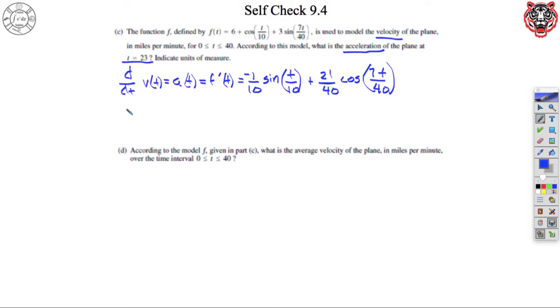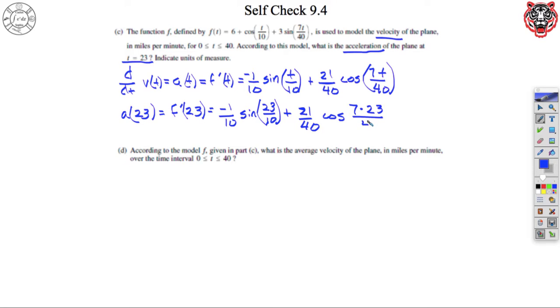So now we're going to say, well, the acceleration at 23 is really going to be f prime of 23. And we found f prime. So all we need to do now is plug in 23, don't evaluate, and we get the points for this. So this is going to be negative 1/10 sine of 23 over 10, and you can do 2.3 here, but it's better to just do this so you don't make any mistakes, plus 21 over 40 cosine of 7. I'm just going to leave it as 7 times 23, all of this over 40. And I get my points for this.